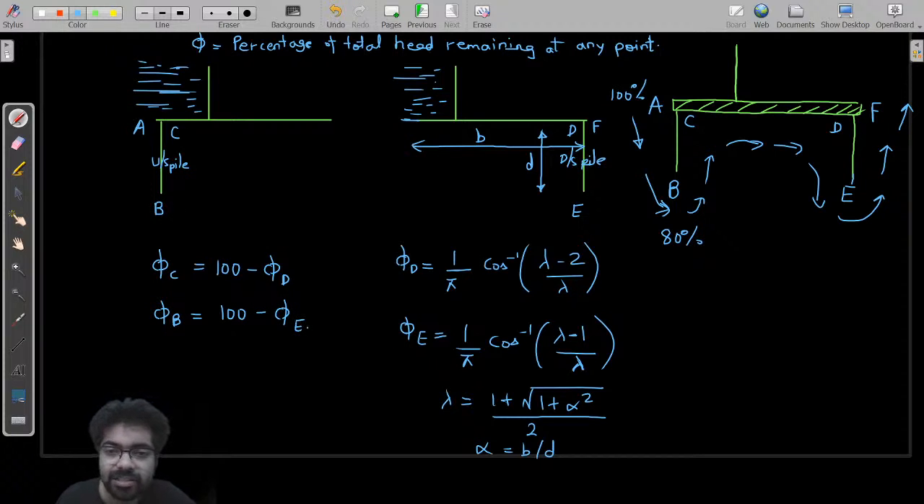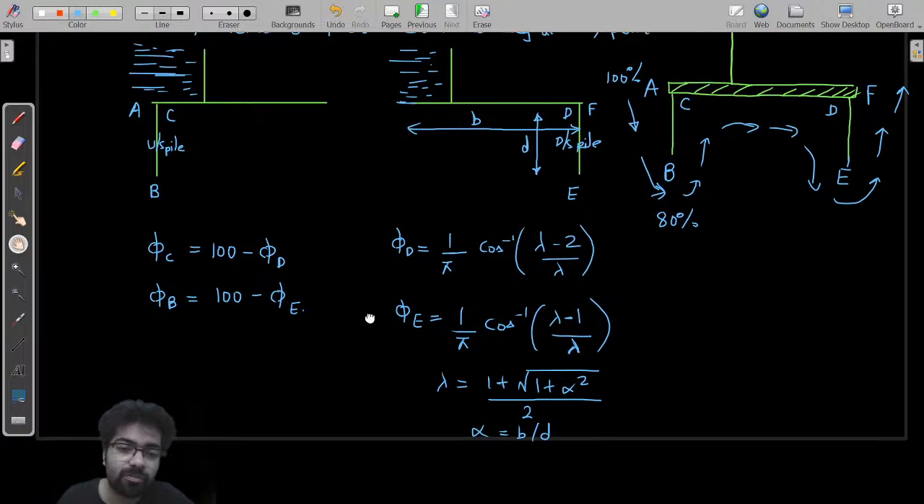Because B and E sum to 100 and C and D sum to 100, you can see this is your C and this is your D, both will sum up to 100. And this B and E will sum up to 100. This is the formula which you all should remember.